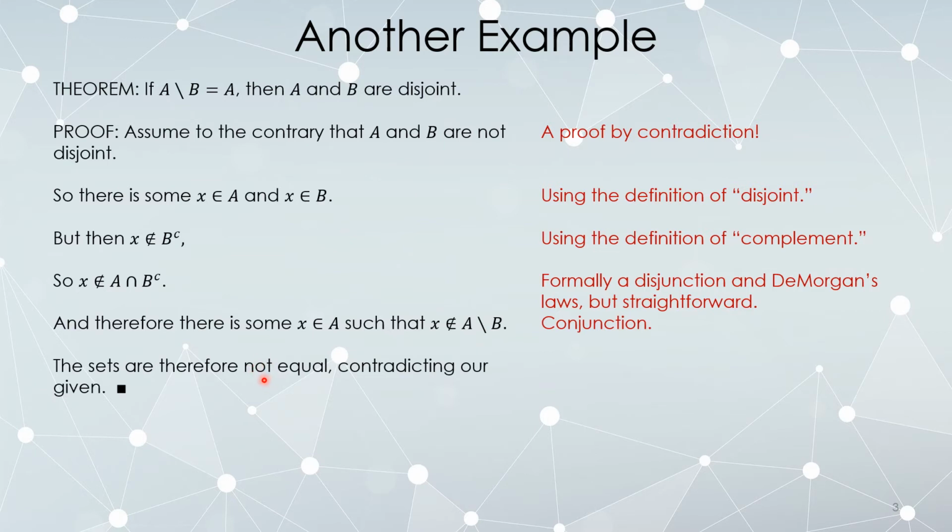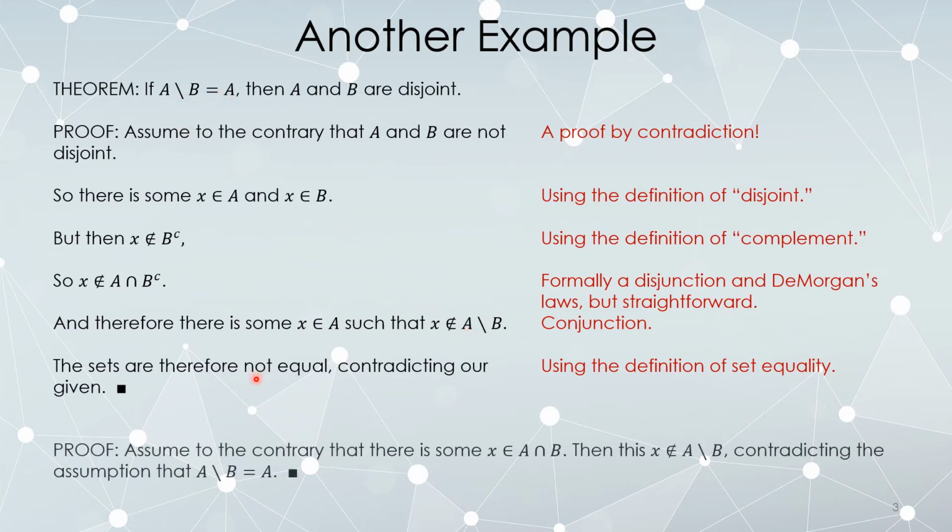Remember, two sets are not equal if there is something in one set that is not in the other. But that exactly contradicts our given that A minus B is equal to A. And that's the definition of set equality. Two sets being equal means they're subsets of each other. So if two sets are not equal, one of them is not a subset of the other, meaning one of them must contain an element that the other does not. And we have here, there is some X that is an element of A that is not an element of this set. Therefore, those two sets aren't equal, but we were given that they are.